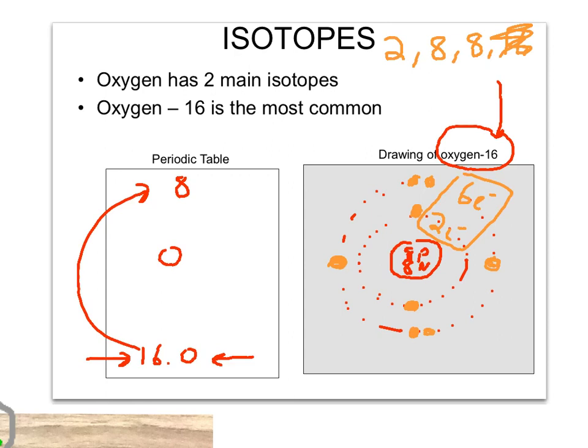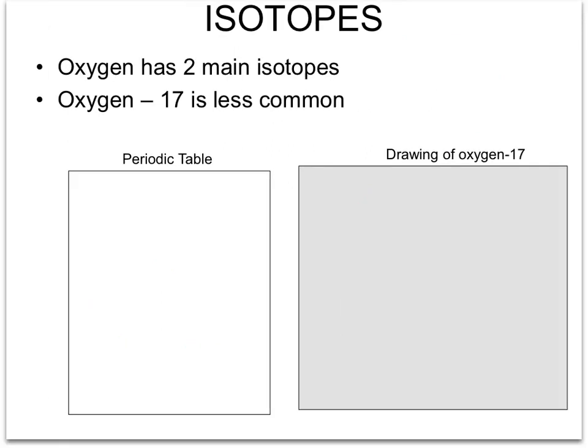Let's draw the next atom. We're going to draw oxygen-17. Notice the mass went up. If I looked at the periodic table, again, this would say 8 and this would say 16.0. But some oxygen actually has a mass of 17 instead of 16. To draw oxygen-17, it's going to look identical to your previous drawing.